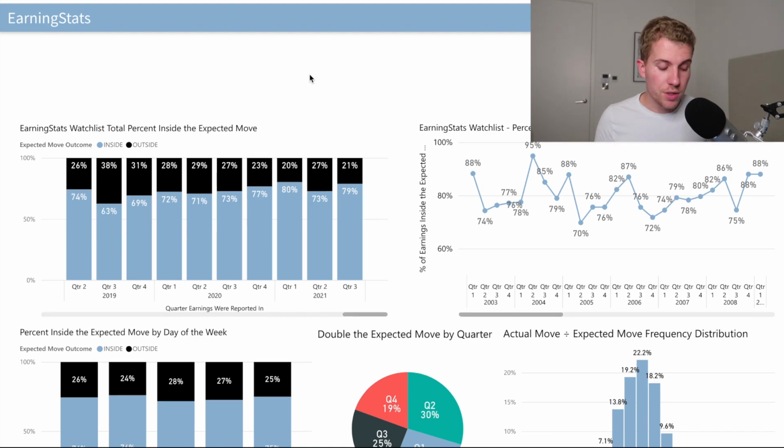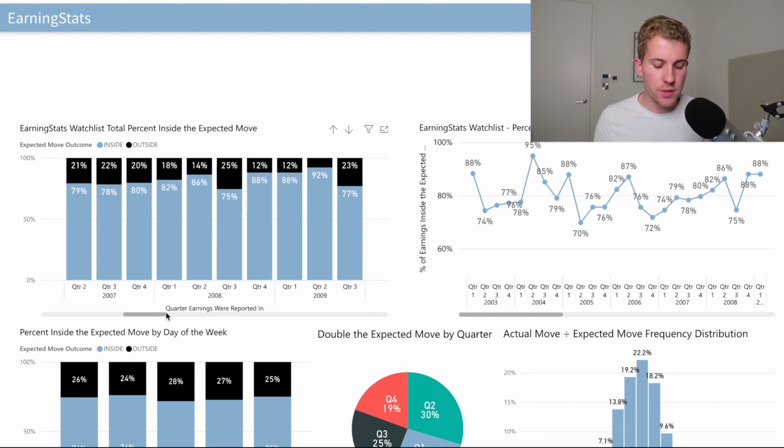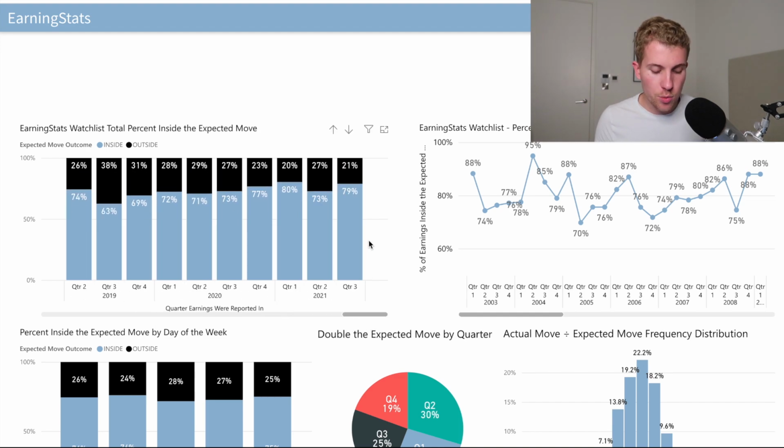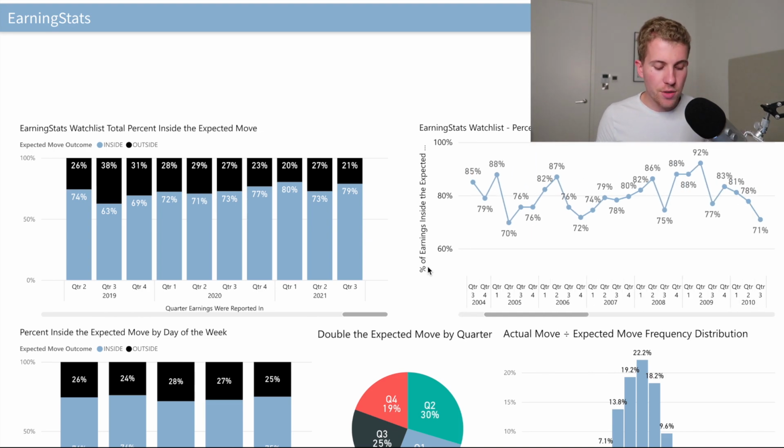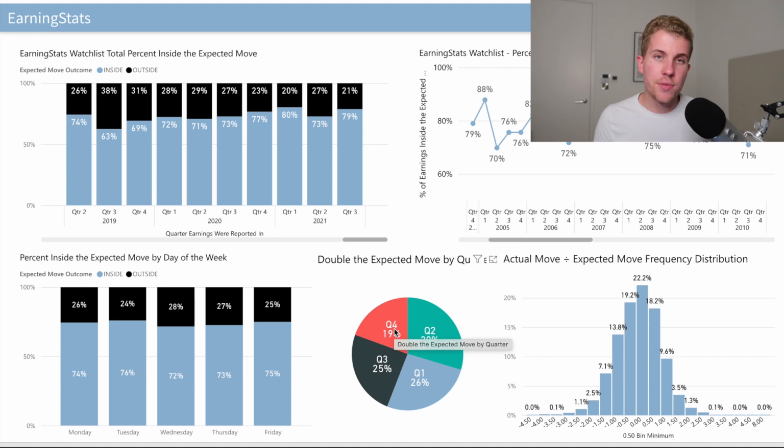On that page, what we're seeing is basically they have a watch list. EarningStats, that website, has a watch list of stocks, and then you can see quarter per quarter, basically since 2003 until 2021, how many times a stock stays within the expected moves, how many times do they go out, and you can have, based on their watch list, all of this different information.